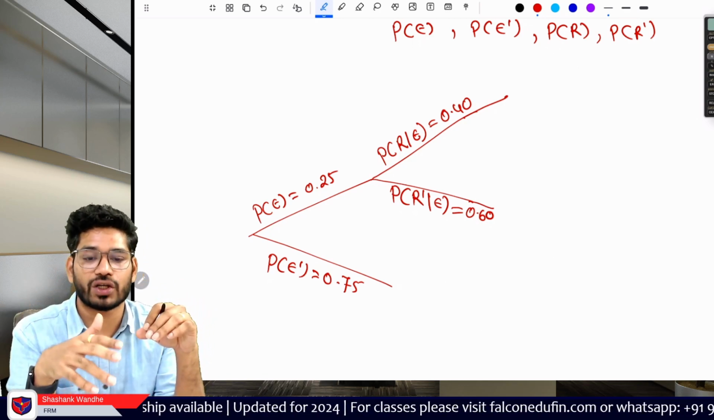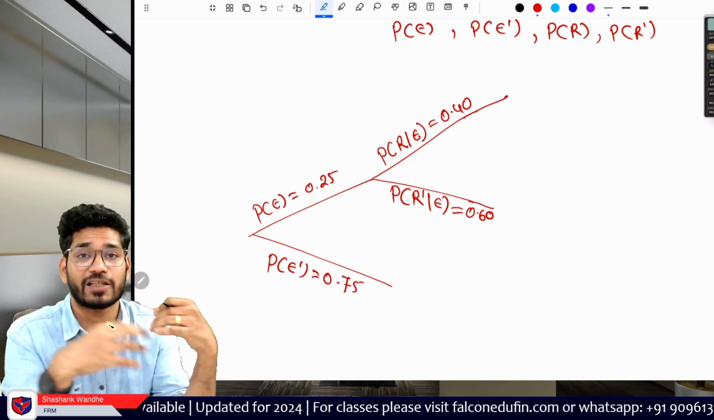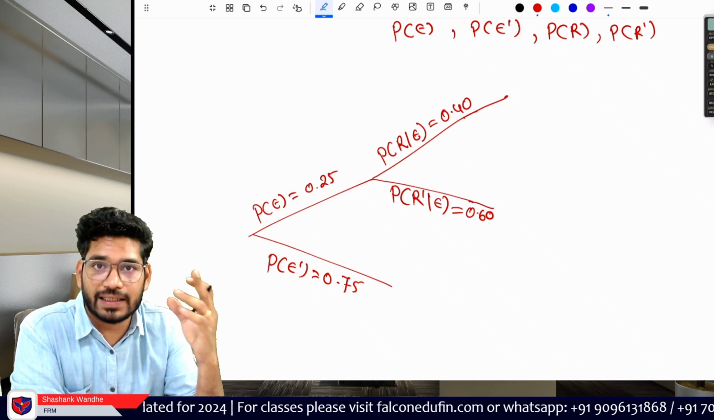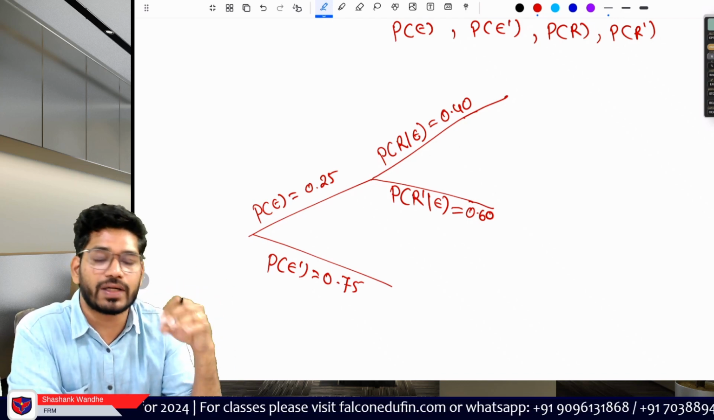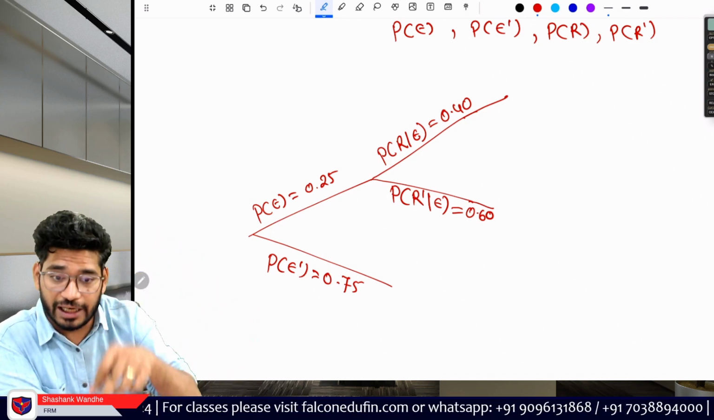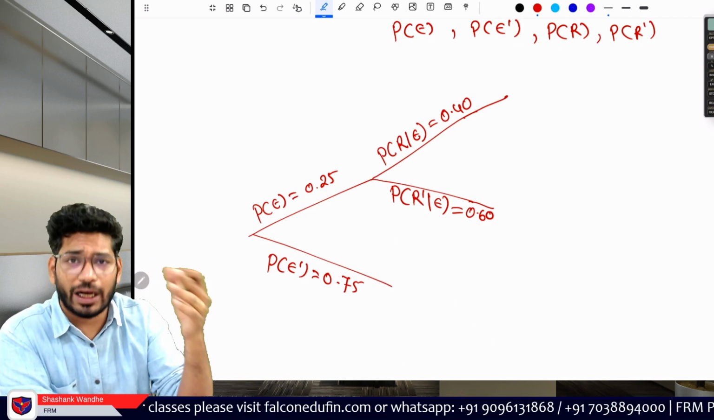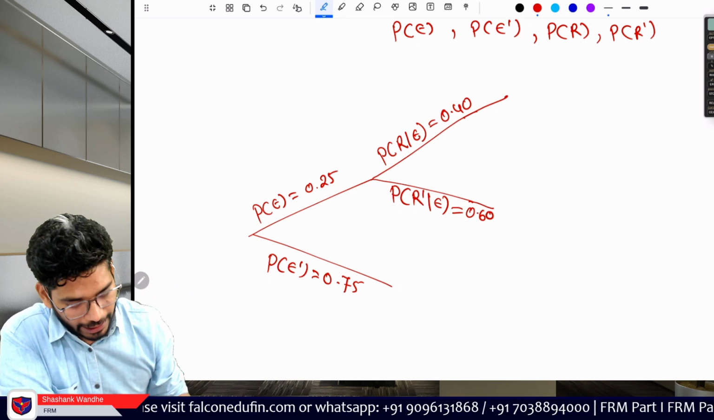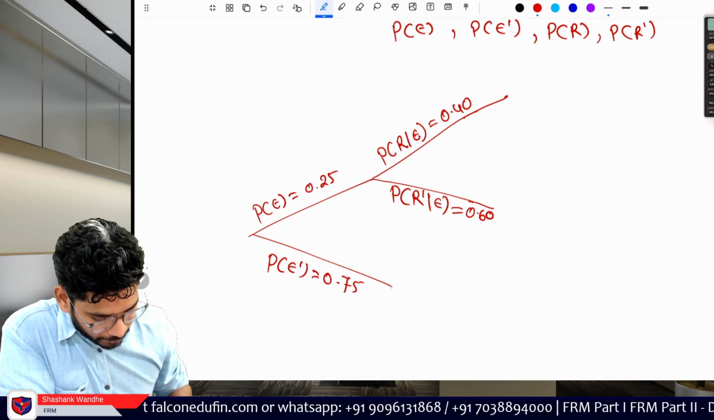So probability of expansion is 0.25, probability of not expansion is 0.75, total is 100%. Here the probability of good results is 40%, not good results is 60%. But remember, it is given probability of expansion, or economy expands. So this means 40% and 60% is 100% again.